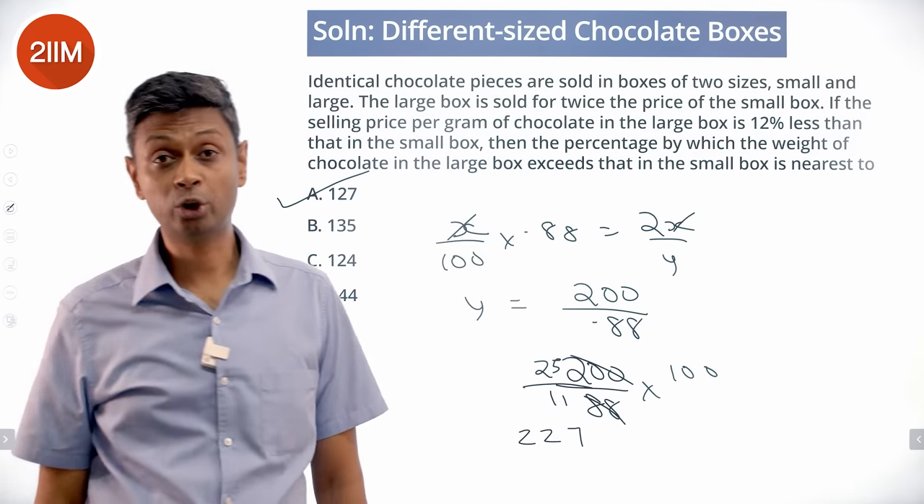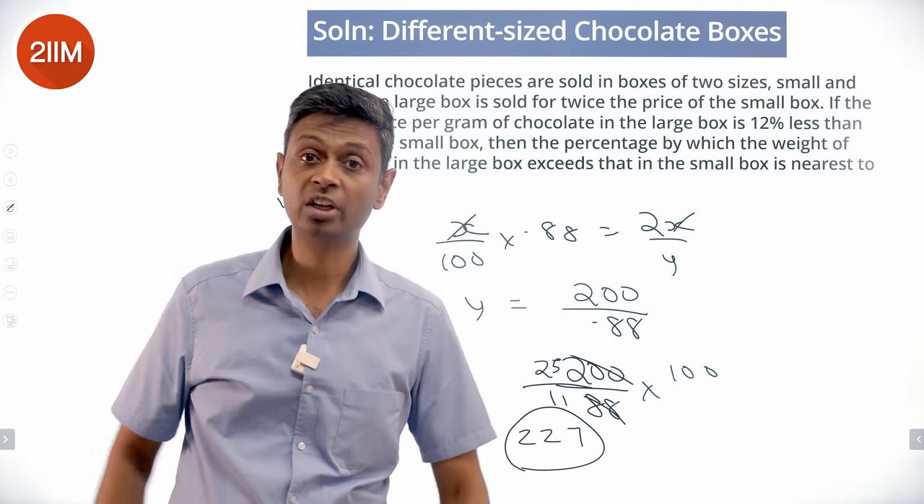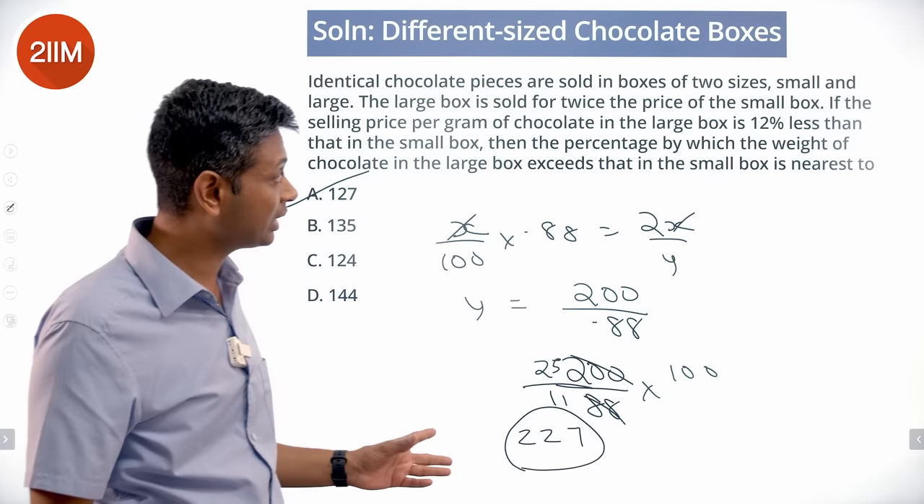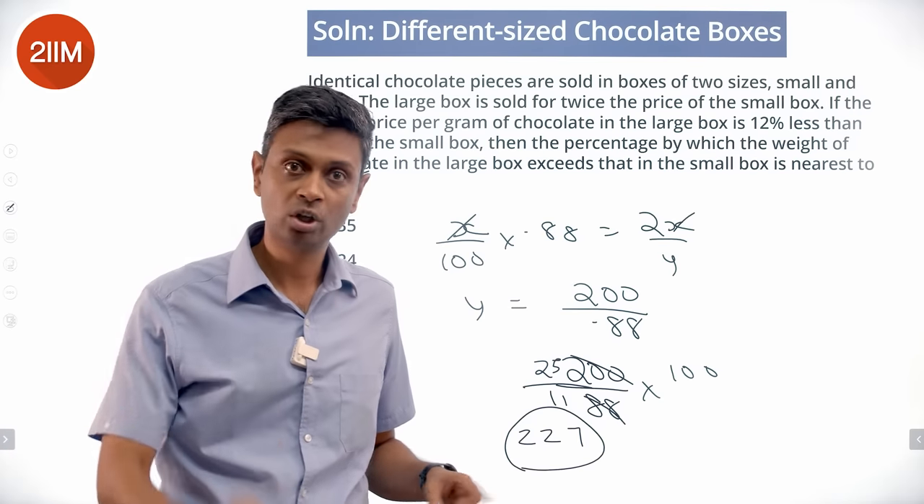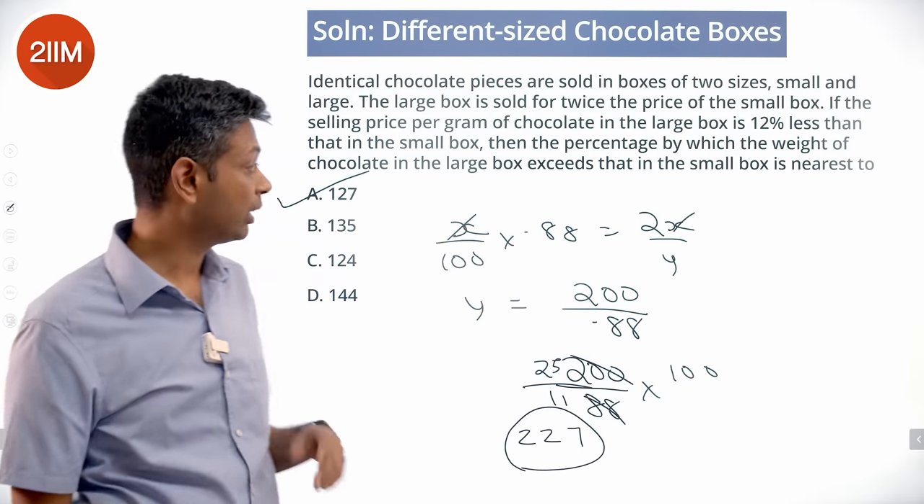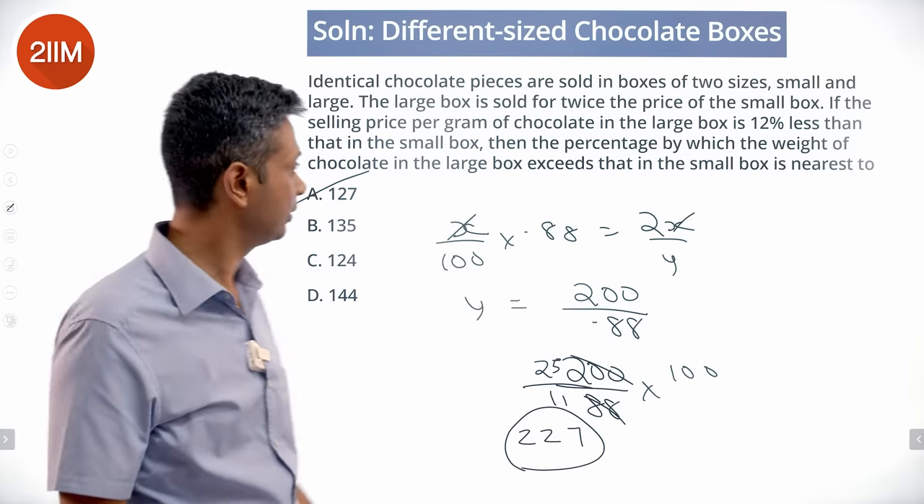This calculation, this question, I made a huge blunder. I found the answer to be 227. I didn't find it in the choices and then kept doing the question over and over again, which is a shame really, because this is 227% of the weight in the small box, or 127% more. From their part, I think they missed a trick by not including 227 in the choices. I would have marked that straight away and got a minus one for myself.